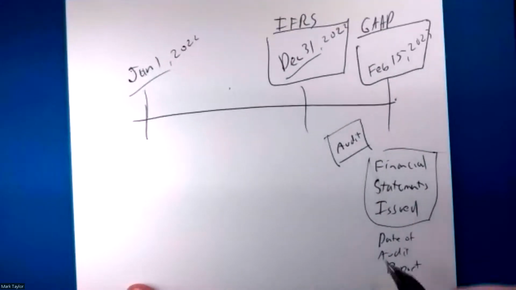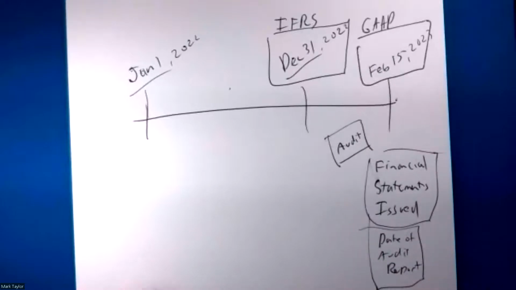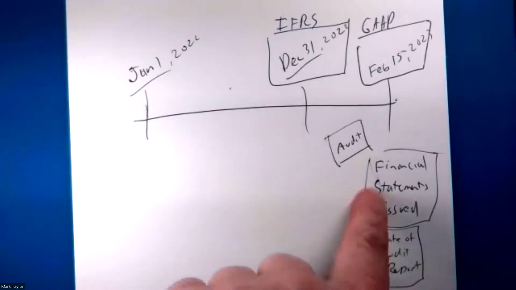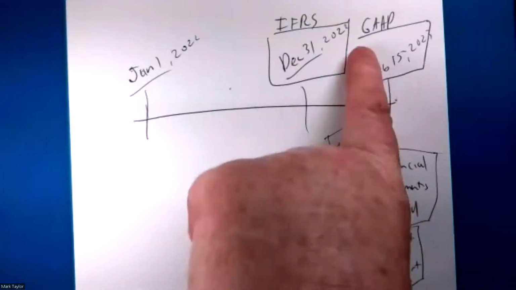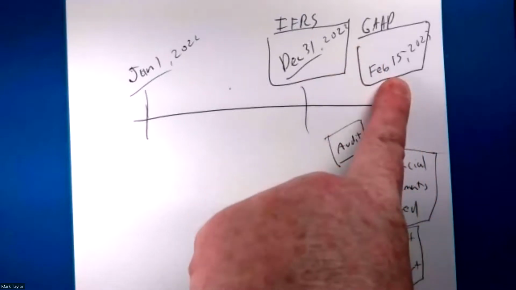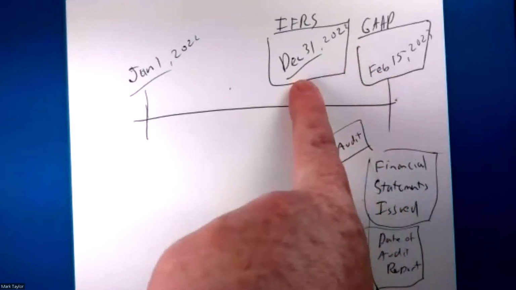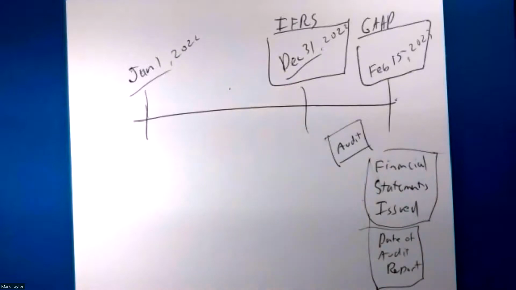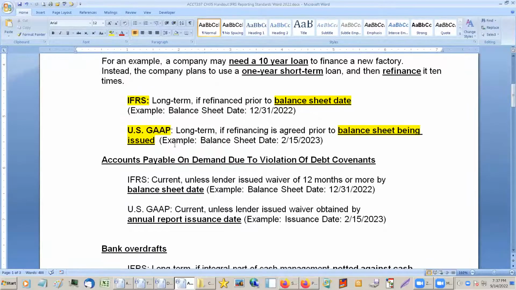I think they use the date of issuance. The date of issuance and the date on the audit report are often two different things, but they're usually a few days apart. But anyway, so for GAAP, they have until financial statements are out, and for IFRS, it's at the end of the year. And so this is what they're talking about here.